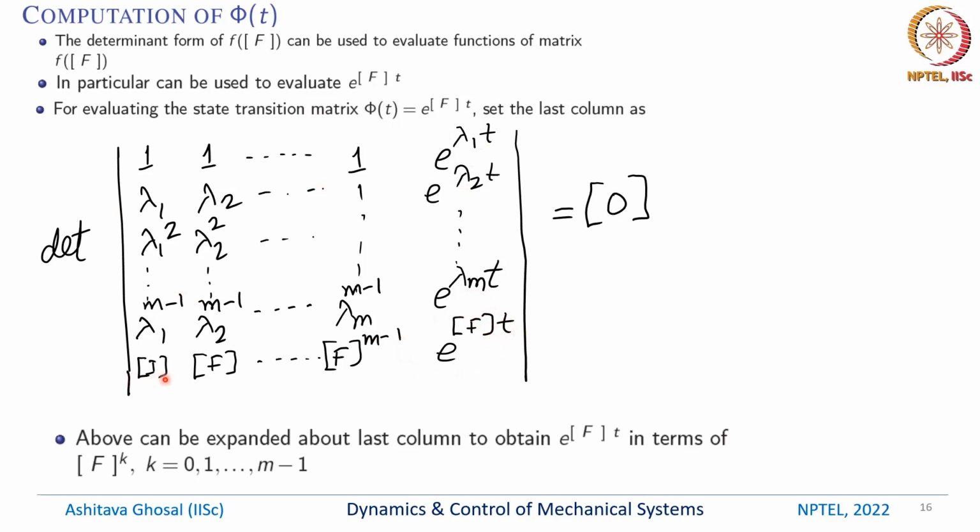And the last row is identity, capital F to the power m minus 1, and this determinant will be equal to 0. So what have we done? We are looking at the case when the eigenvalues of this matrix F are distinct. So now I have a way to calculate this determinant. I have an expression which says determinant of something is equal to 0.